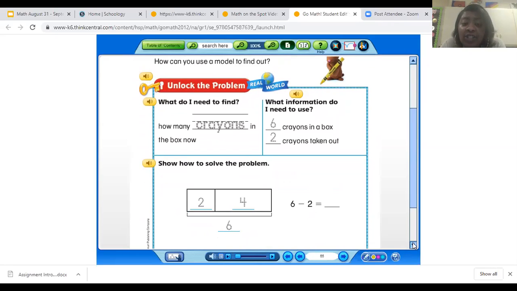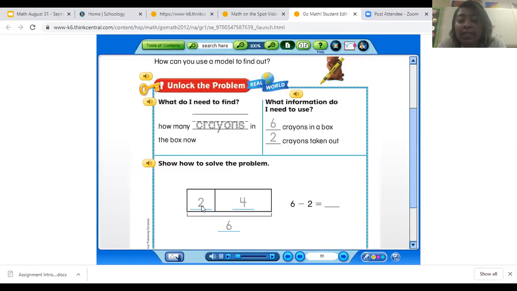What information do I need to use? I know that there are 6 crayons in the box, and I know that 2 crayons were taken out. Now, this is our bar model, or our part whole model. So let's see. We know that there are a total of 6. So that's my whole number. All right. So 2 of those crayons were taken out of the box. So now we've got to determine how many remain or how many are left.